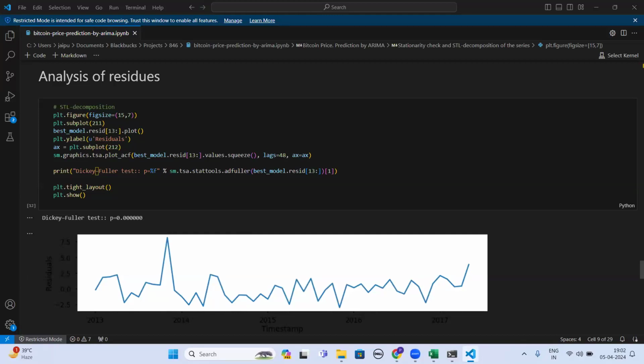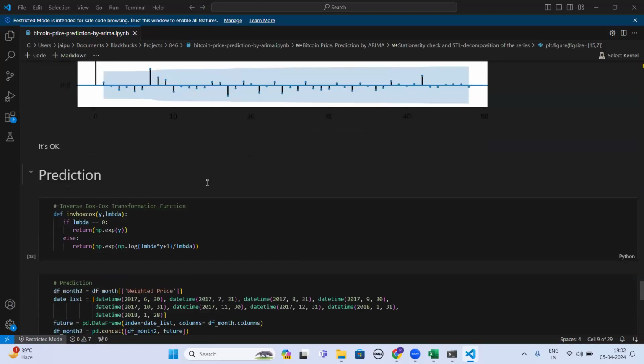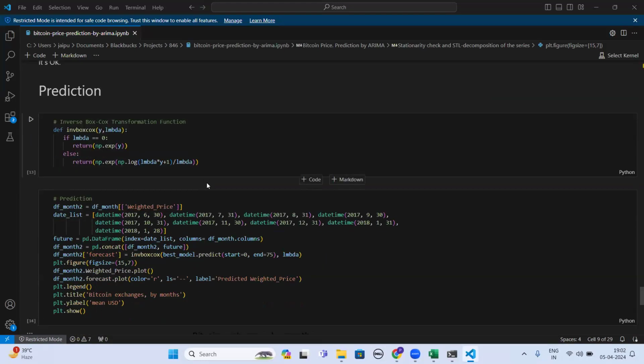Now, after this is done, the next portion over here is the predictions. So this is how you can do the predictions on the given aspect over here.